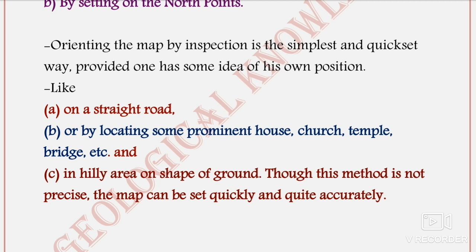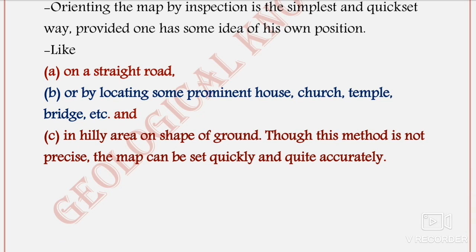You can orient a geological map by inspection. That is the simplest and the quickest way, provided that one has an idea of his own position. If you don't have an idea of which position you are in, how do you identify it? What are some factors on which you can decide the direction: on a straight road, by locating some prominent house, church, temples or bridges, and in a hilly area the shape of the ground.